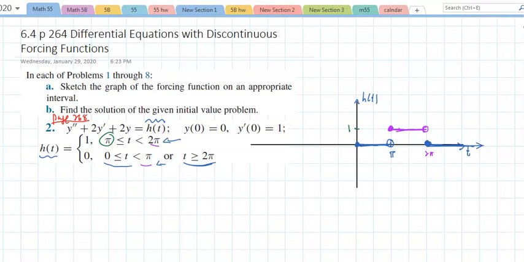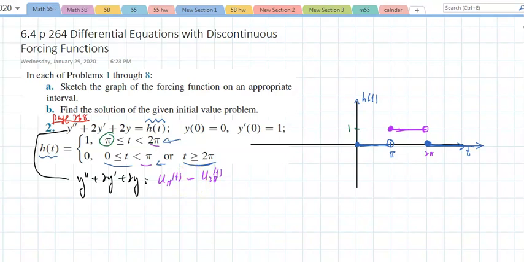Well, I copy down my differential equation right there. This would mean y double prime plus 2y prime plus 2y equal, and let's see how we're going to write this. If I look at this function, it turns on at pi of t and shuts down at 2 pi of t. And that's pretty much what it looks like using the u function.